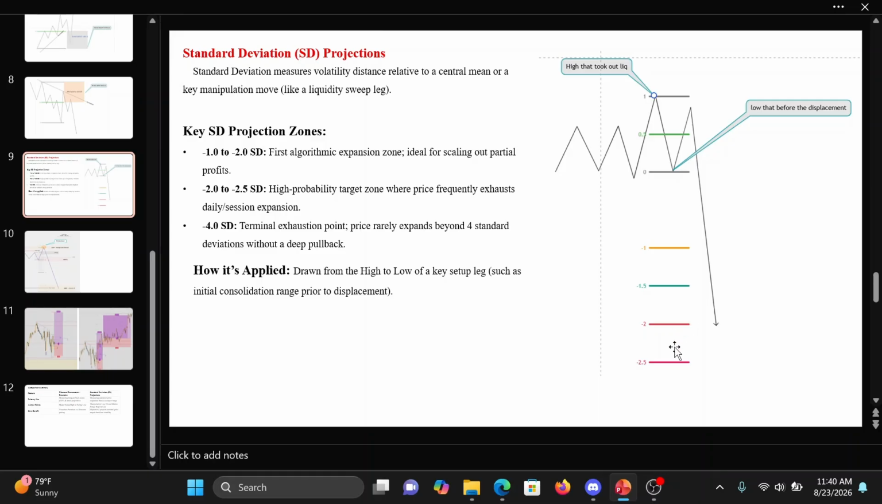I always try to respect these areas. Price will always try to respect these areas. So as we can see, price is trying to dig in deeper. All right, we will move.